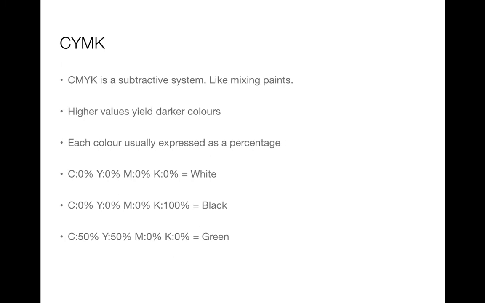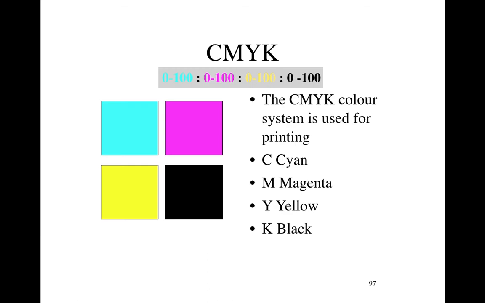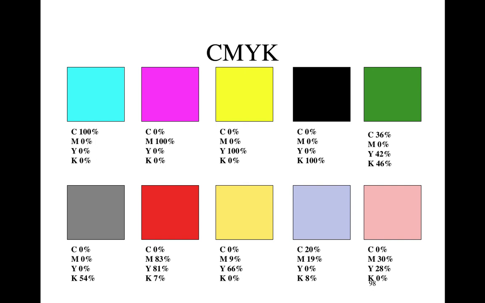So if you have 50% cyan, which is a kind of blue, and 50% yellow, and 0 magenta, 0 black, you get a shade of green. So this is the system we use in printing, and we represent the values 0 to 100. So if you're 100% cyan, kind of obvious that that's going to be that colour. 100% magenta and nothing else, going to be magenta. 100% yellow and nothing else, going to be yellow. And 100% black and nothing else, going to be black. Go figure.